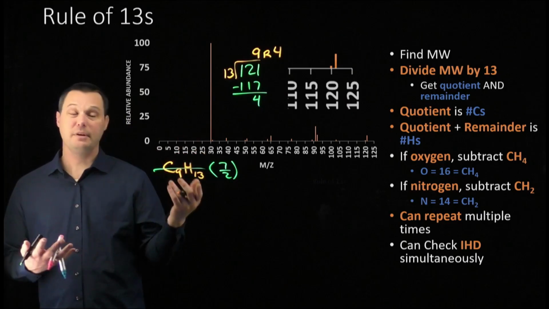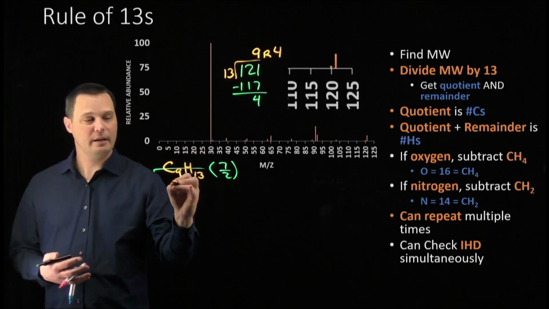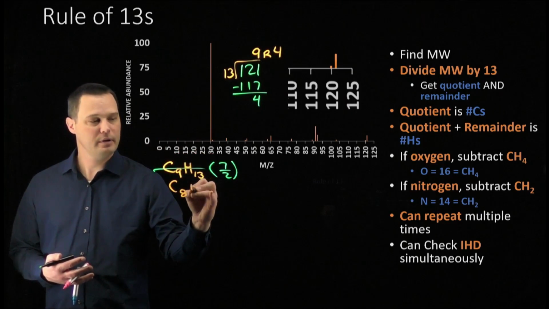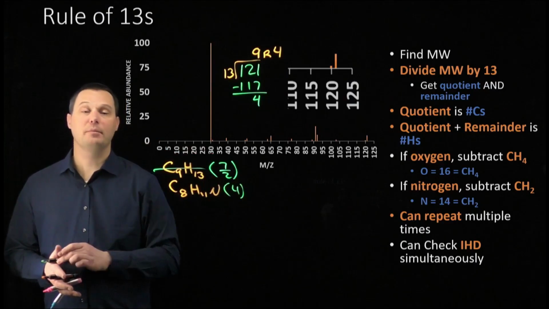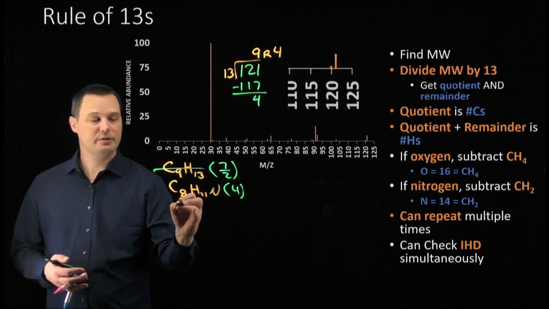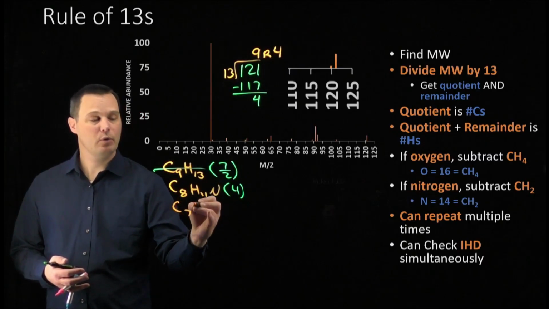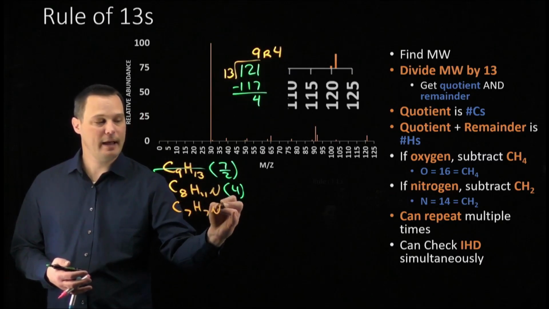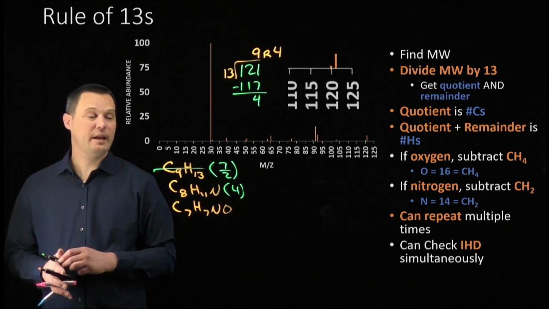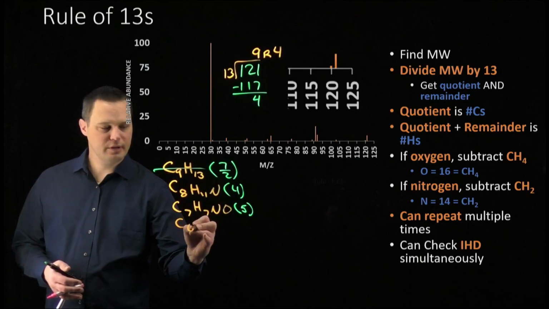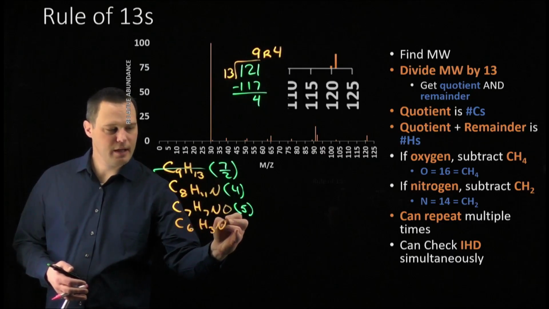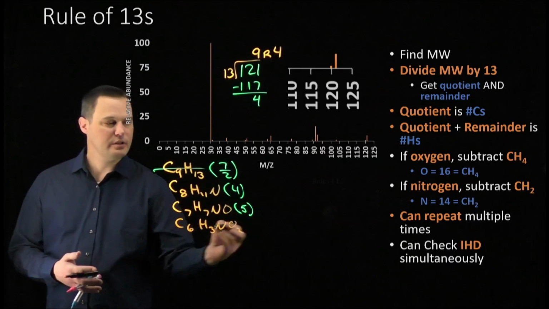An odd M+ peak makes me think nitrogen, so if I want to add in a nitrogen, I need to subtract out 1 carbon and 2 hydrogens. This formula brings our IHD to 4, so this could be a plausible molecular formula. To play around with other combinations, if I think there's also an oxygen, I'll take out 1 more carbon and 4 more hydrogens and add in the oxygen. That gives me C7H7NO with an IHD of 5. And if I think there's a second oxygen, that would bring me to C6H3NO2 with an IHD of 6.